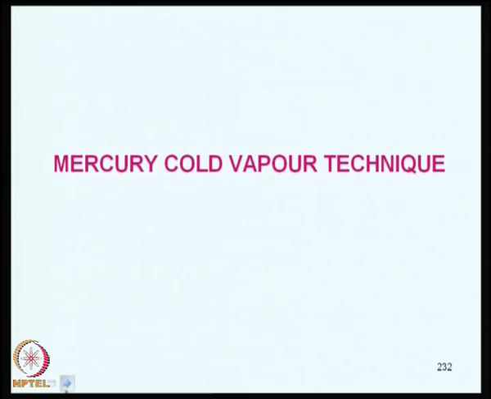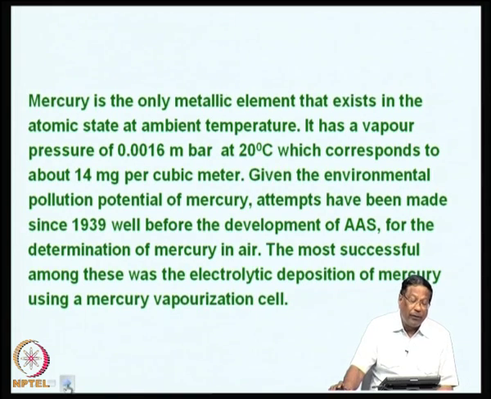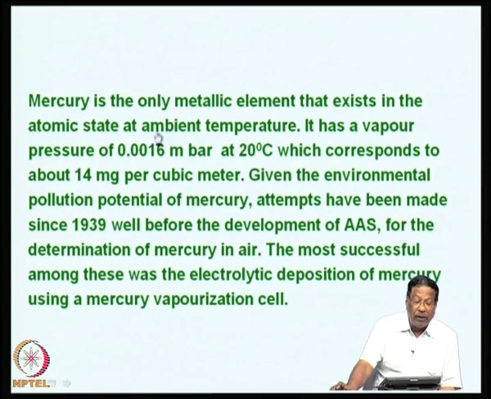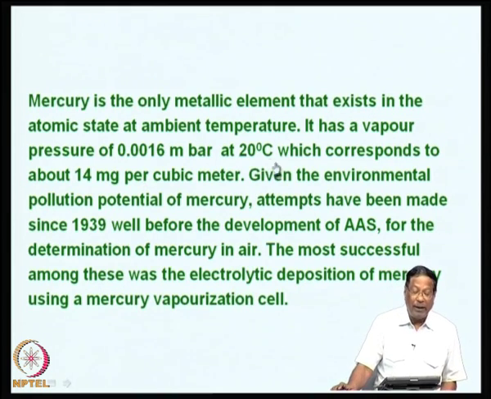I had referred to this in my introductory remarks on atomic absorption, that mercury was the first element to be determined as early as 1913 using this cold vapor technique. So, what is the beauty of mercury? It is the only metallic element that exists in the atomic state at ambient temperature. You spill mercury in your lab, there will be mercury vapor in the laboratory.